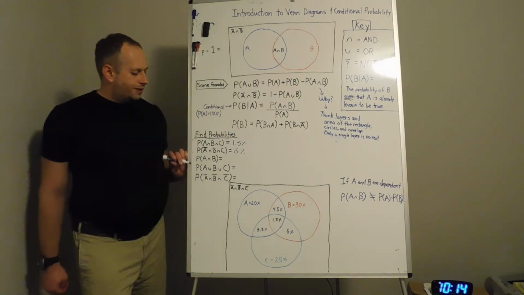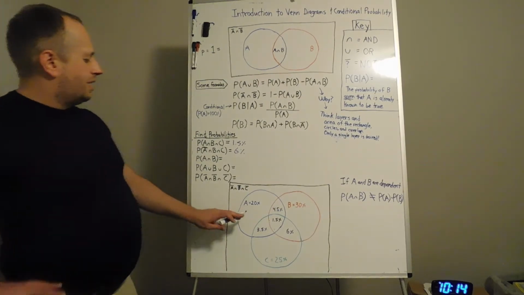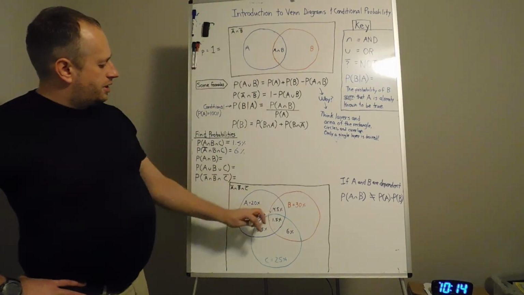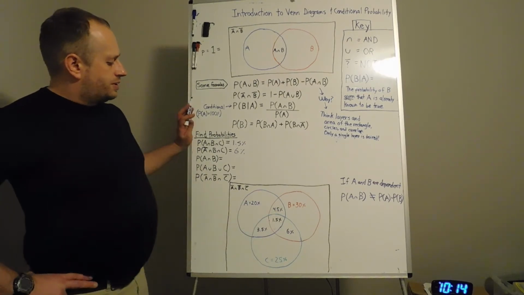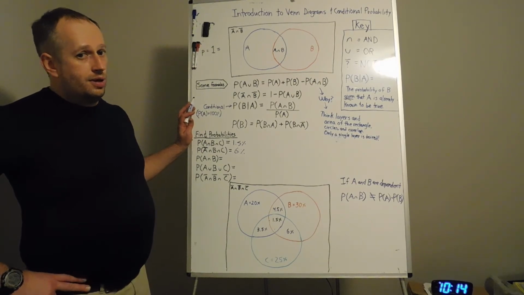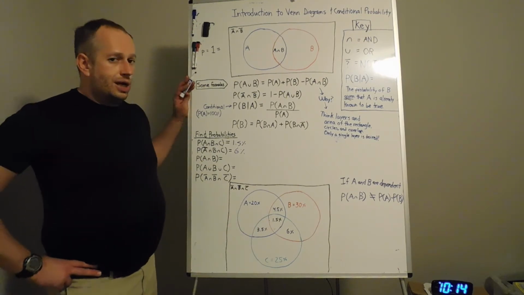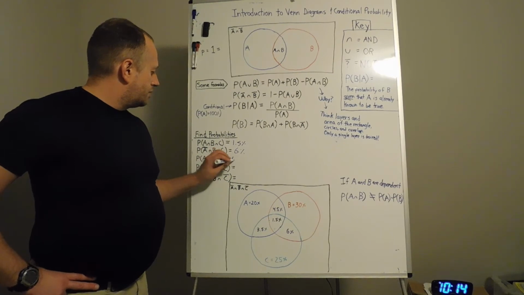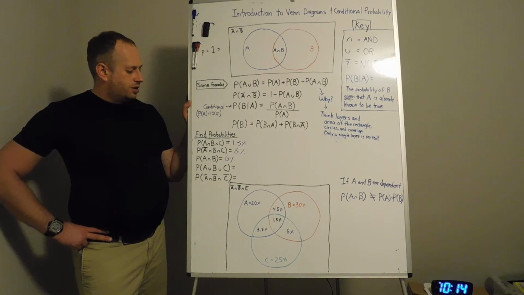What about the probability of A and B? In this, we have to look at A and we have to look at B. Where's this area here? Well, that would be this area right here. What percent is that? We have to do addition, right? So we add the 4.5 and the 1.5. What do we get? We get 6%. So it's 6%.